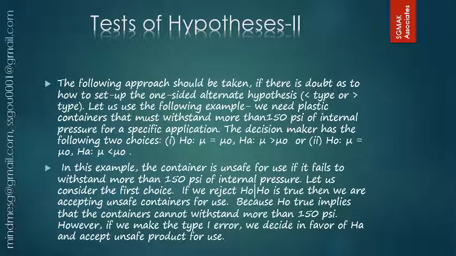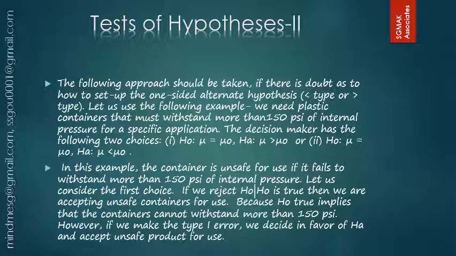The following approach should be taken if there is doubt as to how to set up the one-sided alternate hypothesis, whether you set up the alternate hypothesis as less than type or greater than type. Let us use the following examples. We need plastic containers that must withstand more than 150 psi of internal pressure for a specific application. The decision maker has the following two choices. Set up null as mu equal mu naught and alternate mu greater than mu naught, or null as mu equal mu naught and alternate mu less than mu naught. So the question is, which one is the correct choice?